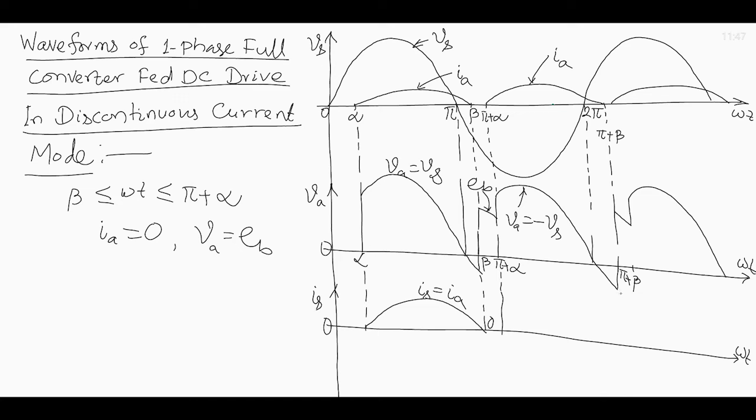From pi plus alpha to pi plus beta, T3, T4 conduct. So motor current IS is negative value of the motor current IA. Supply current IS is minus of IA. The supply current waveform. This is the set of waveforms for discontinuous current operation of the single phase full converter fed separately excited DC motor.